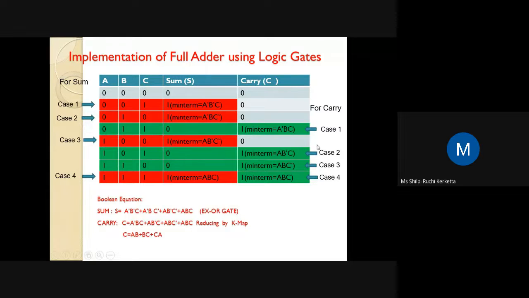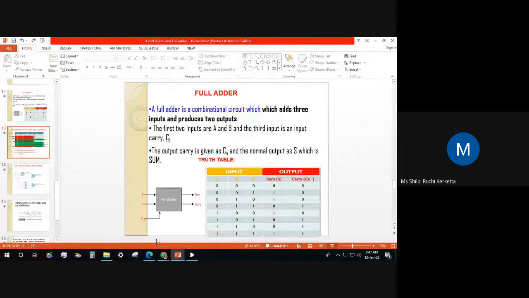And for carry, these are the four cases we are getting. Here we are getting a 1, so it will be A bar into B into C. This will be A into B bar into C. This will be A into B into C bar, and this is also the last case, so it will be A into B into C. If you see this carry part, we can simplify this into AB plus BC plus CA. I will just show you how we are simplifying it.